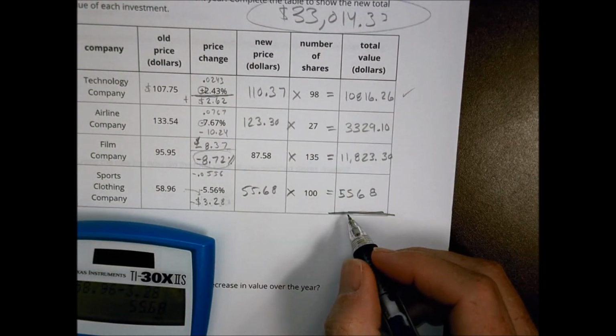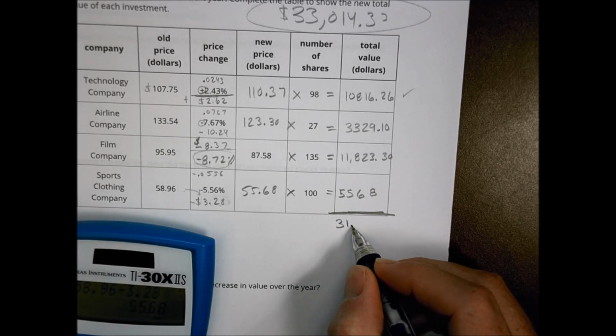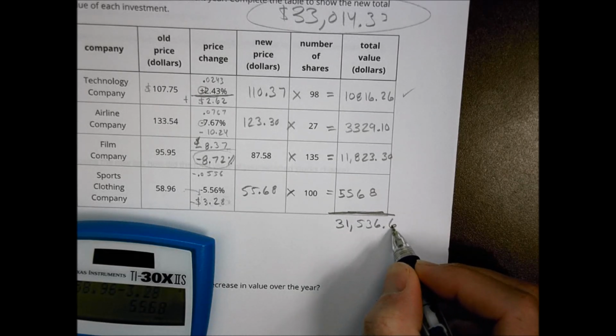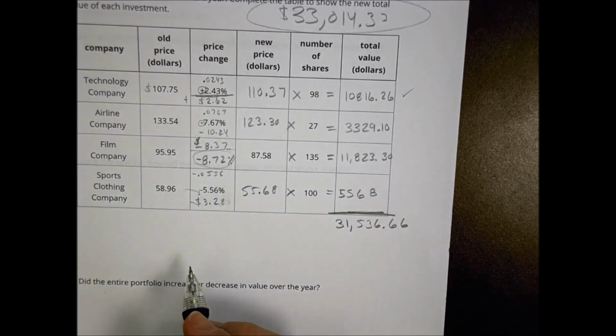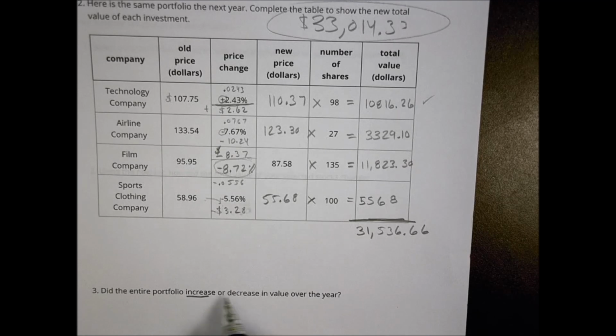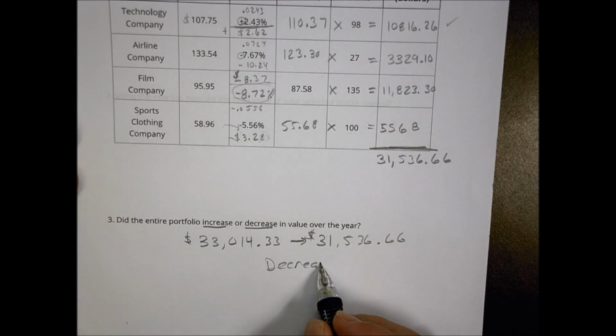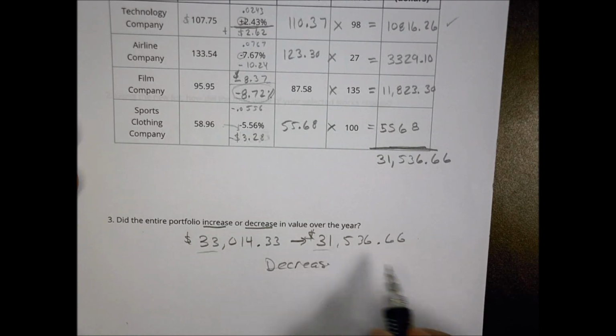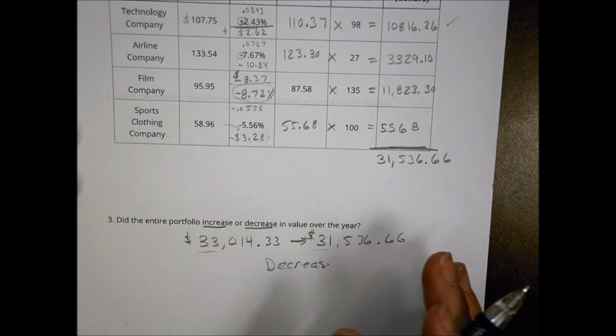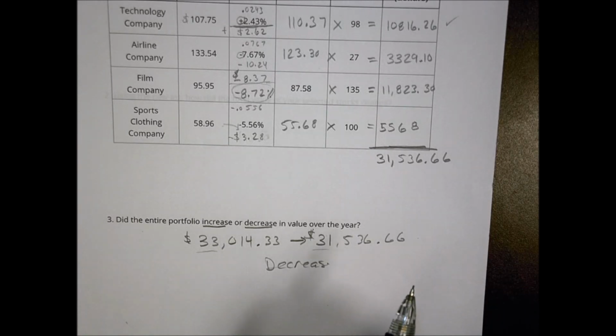Okay? So my total value of all my stocks at the end of this year, I add this up, and what I have now is $31,536.66. So the question comes up then, did the entire portfolio increase or decrease in value? We started at $33,014.33, and we ended up after a year at $31,536.66. So what we can see is that there is a clear decrease in value going from $33,000 to $31,000. So in terms of how your stocks did, you lost a lot of money. And that's how that works there.